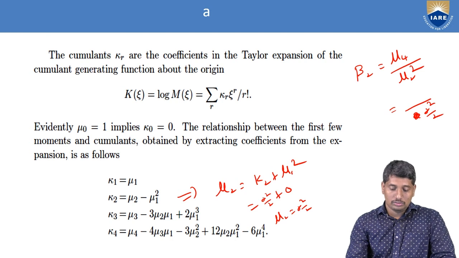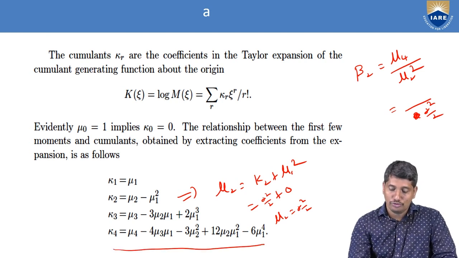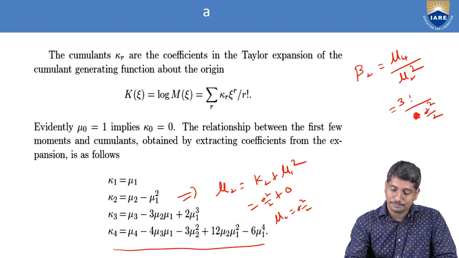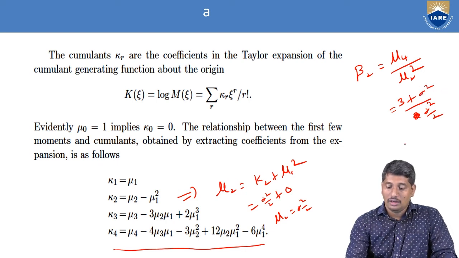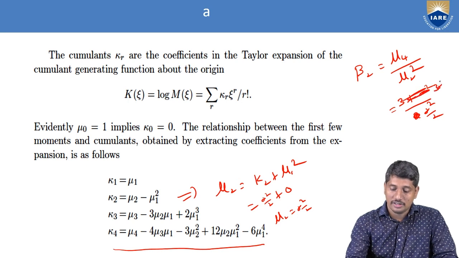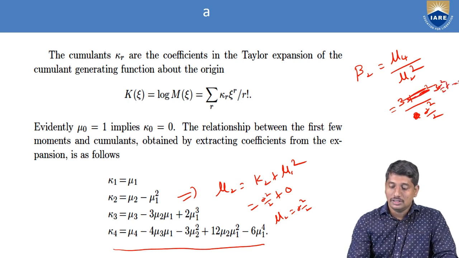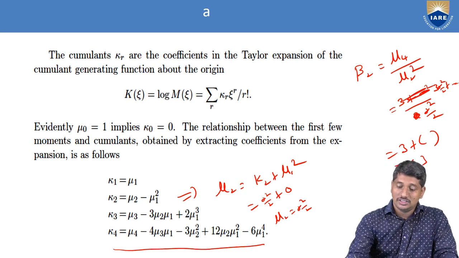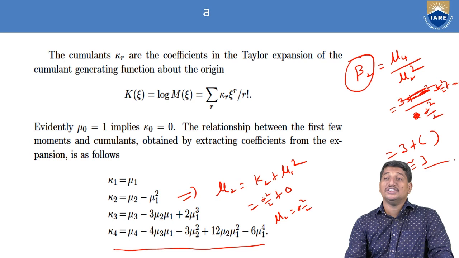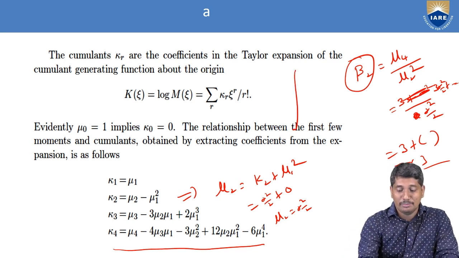And mu4, from this relationship, you will obtain it as 3 plus 3 sigma square by 2 plus some number. So by separating this, we will get 3 plus some positive quantity, which is approximately equal to 3, and hence you can declare that this is mesokurtic. Beta2 is equal to 3, and hence this is mesokurtic. Mesokurtic means it is very balanced.